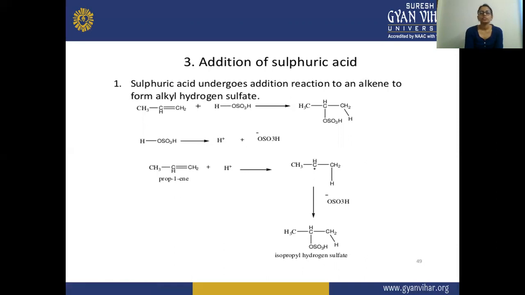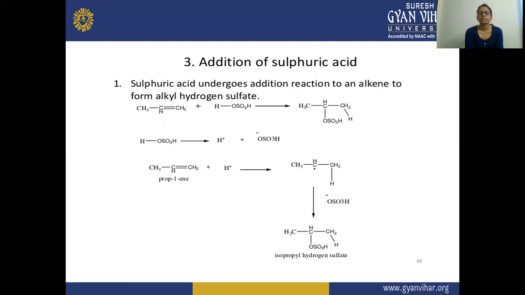Next is the addition of sulfuric acid. So the next reaction is your addition of sulfuric acid. So sulfuric acid undergoes an addition reaction, meaning the electrophilic addition reaction, to form alkyl hydrogen sulfate. So here you can see that this alkene is reacting with this sulfuric acid, and we will get here alkyl hydrogen sulfate.